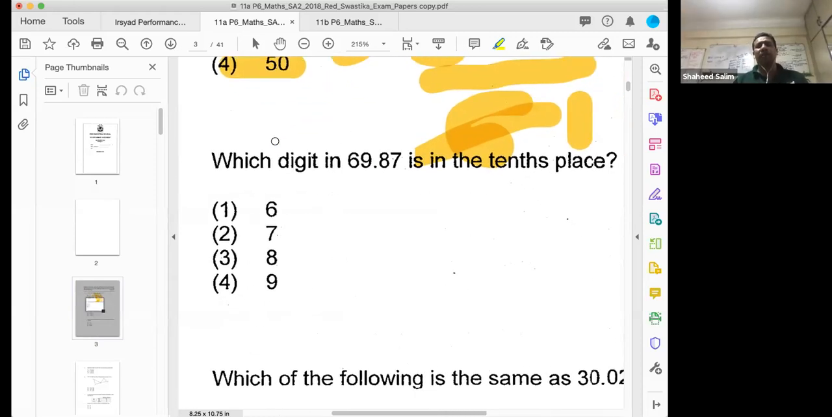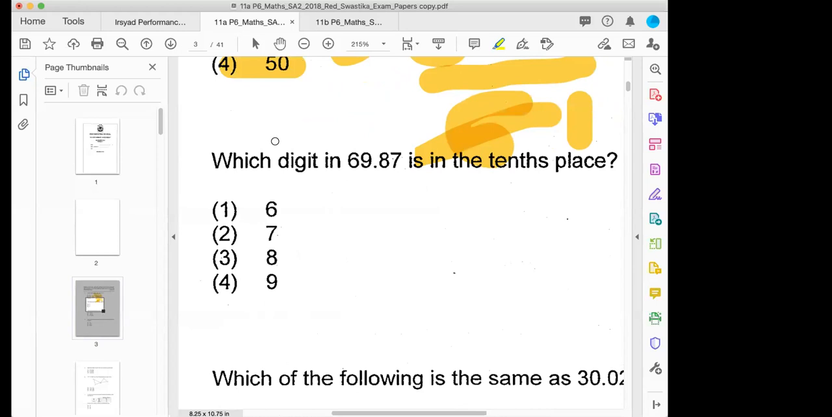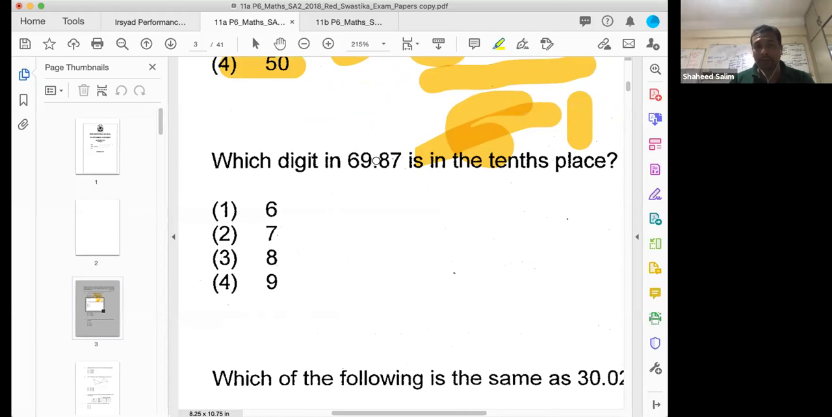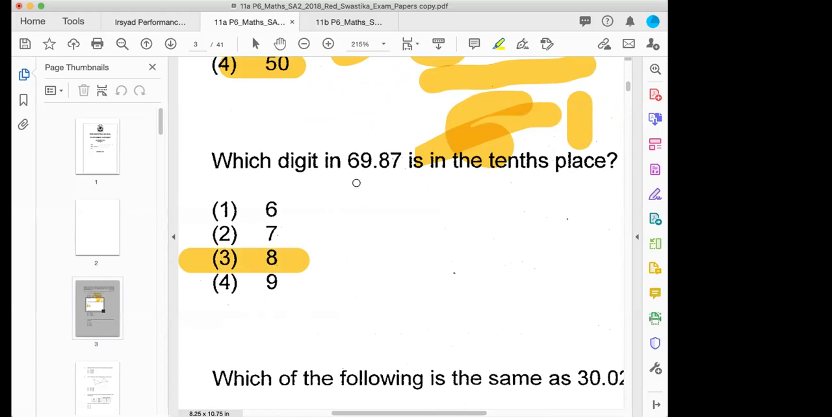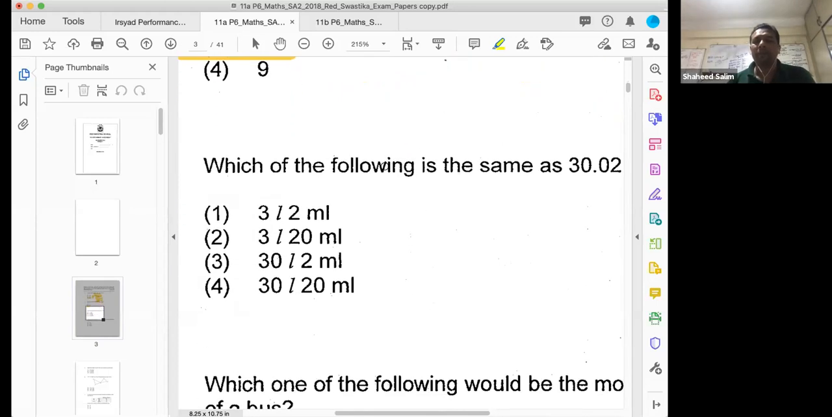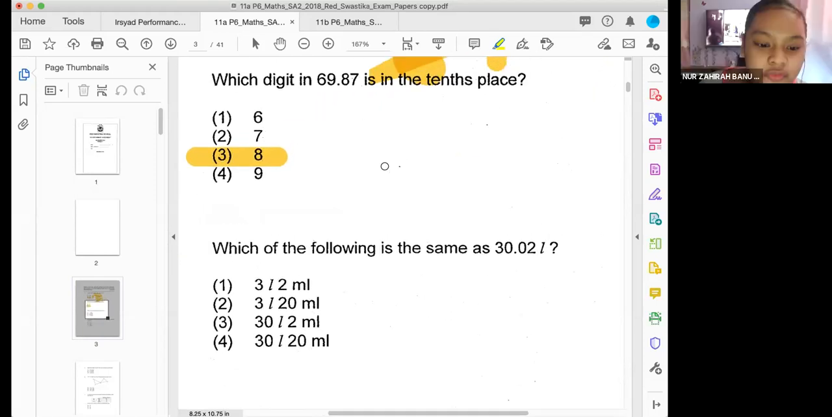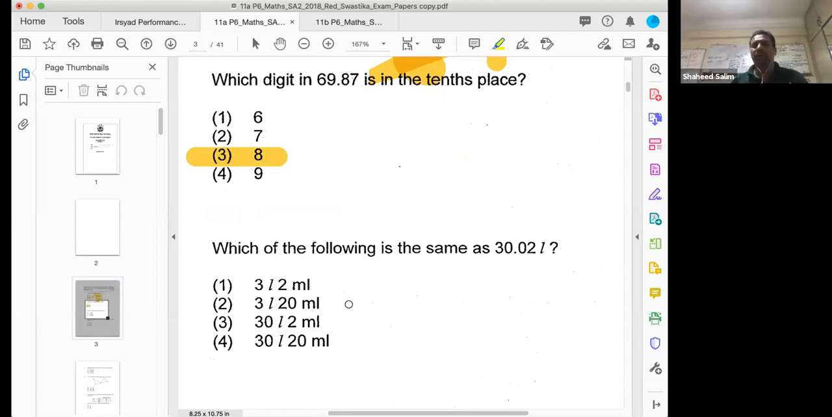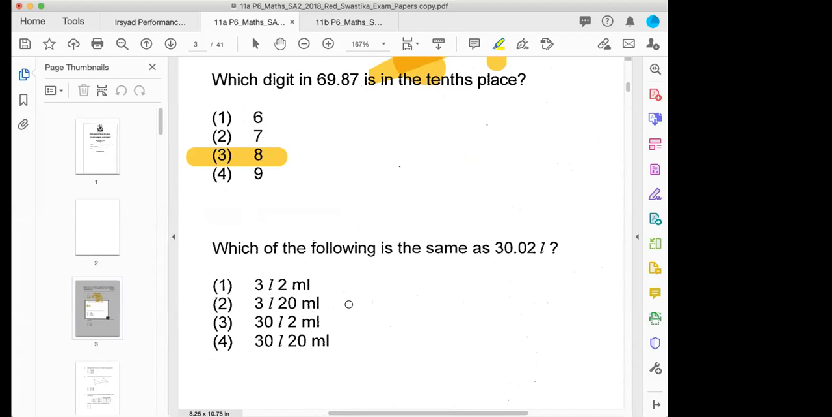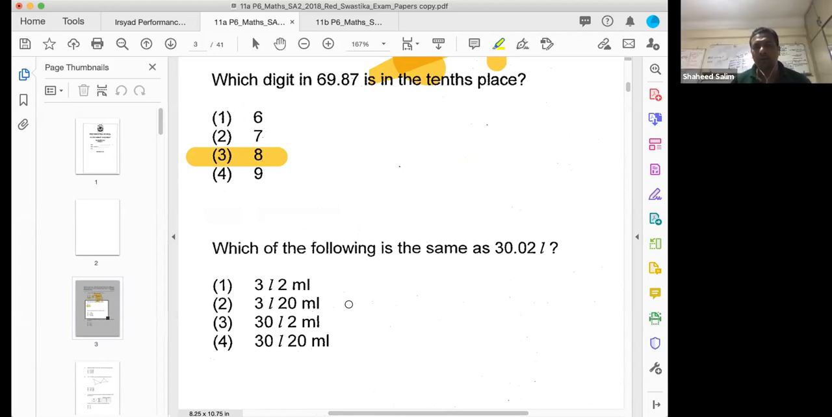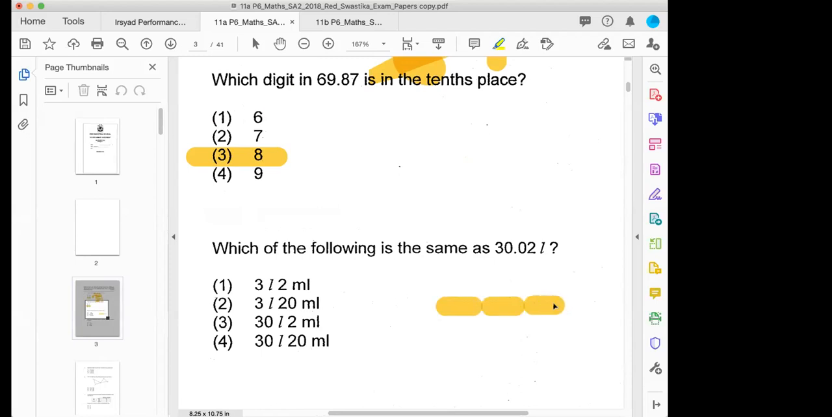Which one is in the tens place for this one, Raihana? 3, the third option. Okay, good. Identify the ones beside the tens. Okay, the next one. Which one is the same as? Oh, it's 4. Before, Shafika says 3. And what does Raihana say? So wait, liter to milliliter is 100, right? 1,000. Always 1,000. For 1,000, you must put 3 blanks down here.